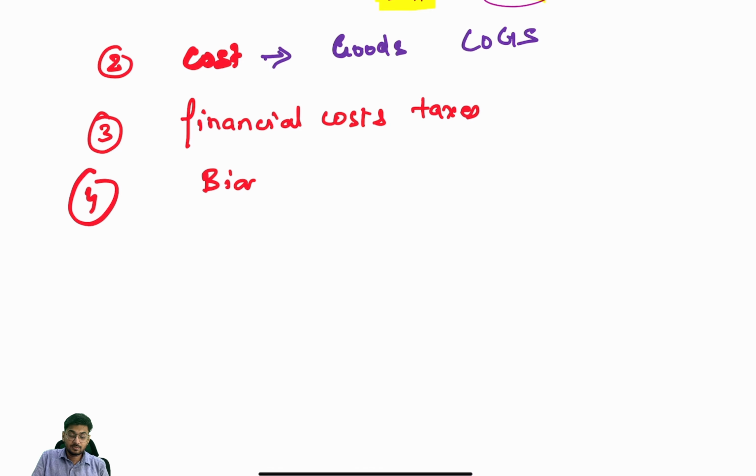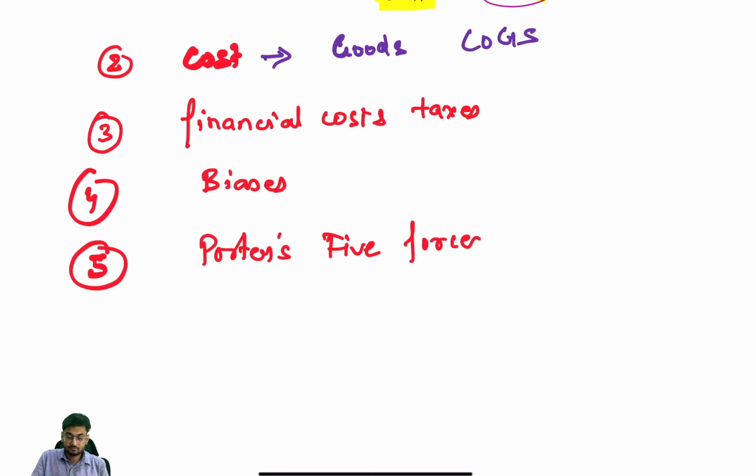So there are possibilities of bias, most importantly the behavioral biases, because it's me who is preparing it. So there is a chance that my personal bias will come into the role. Clear? Then the next point is Porter's 5 forces. Basically, how strong or weak you are as compared to your competition.